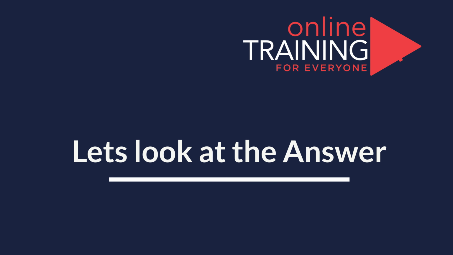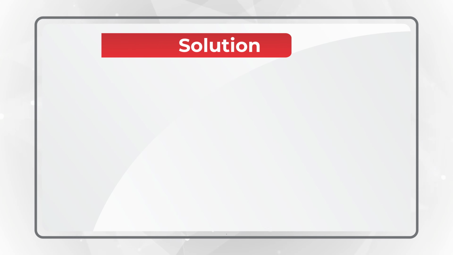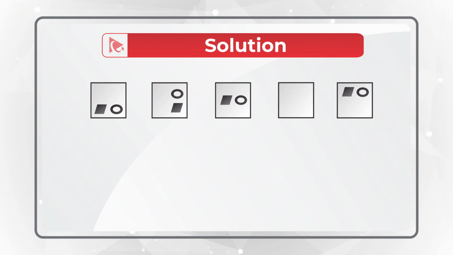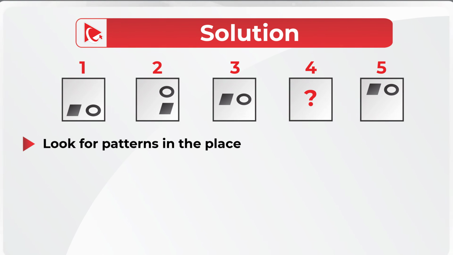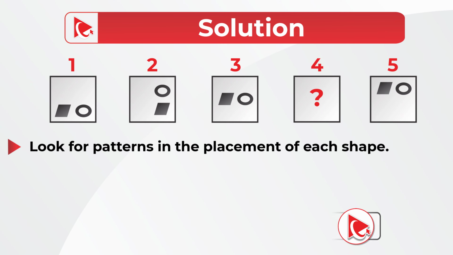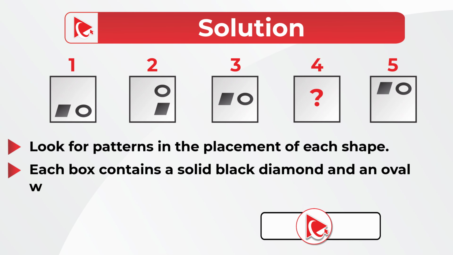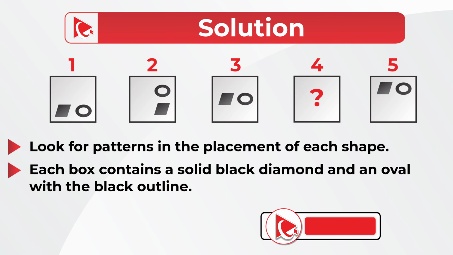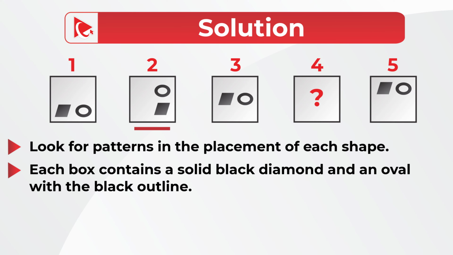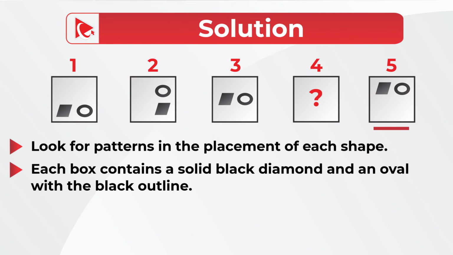Are you ready? Let's move forward and get to the correct solution together. You're probably tired hearing it, but my advice as usual, always look for patterns. And in this case, the pattern is the location of the smaller shapes inside the square. You might have noticed that smaller shapes inside the circles are always a diamond filled with black and an oval with a black outline. This pattern is persistent for shapes 1, 2, 3, and 5.